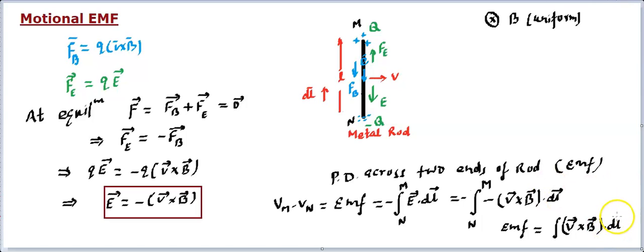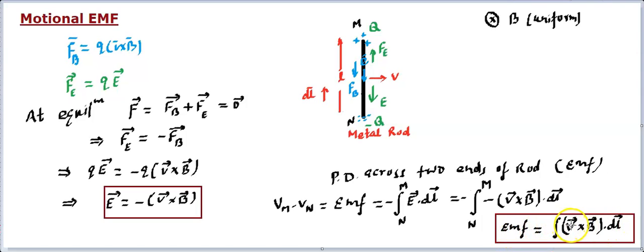And we are using dl as a vector as well, and we are also trying to say this EMF is basically Vm minus Vn, higher minus lower. So this is going to be the EMF formula, and a very important motional EMF formula is this. So motional EMF can always be calculated like this, and this includes a vector product in which three vectors are involved, and ultimately it's called a scalar triple product. And then we need to go for the integration, so we need to use the scalar triple product rule, and we can find this EMF.